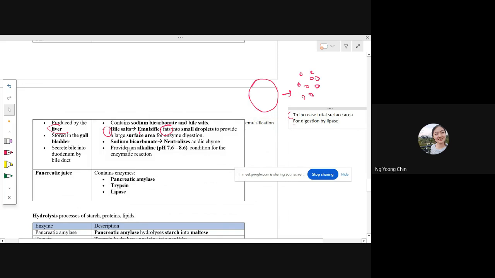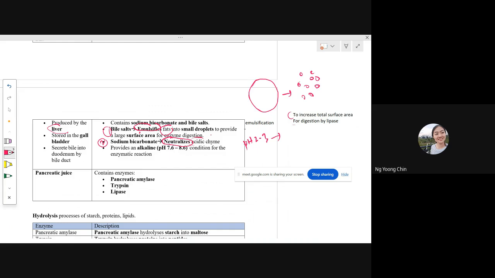And secondly, they are able to neutralize the acidic chyme. When the stomach contents travel from the stomach until they reach the duodenum, the content is acidic. However, in the intestine, the environment should be slightly alkaline to neutral. So the bile will help to neutralize the acidic chyme. Initially, the contents will be about pH 2 or pH 3, which is very highly acidic, right?